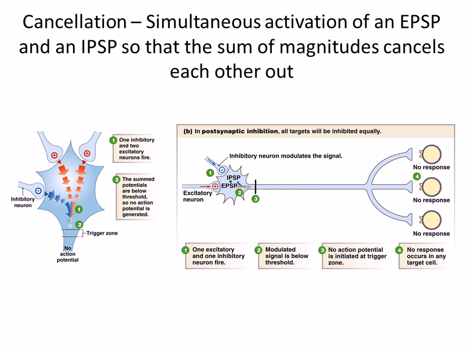And the last one, simply put, is just cancellation, which by its definition should make sense. If I have an IPSP and an EPSP, one that's positive, one that's negative, their magnitudes can cancel each other out. So in this case, even though it's simultaneous, because the two magnitudes are opposite, the sums are canceled.